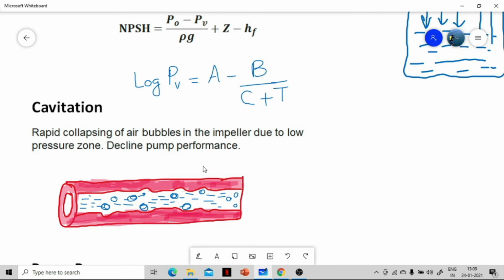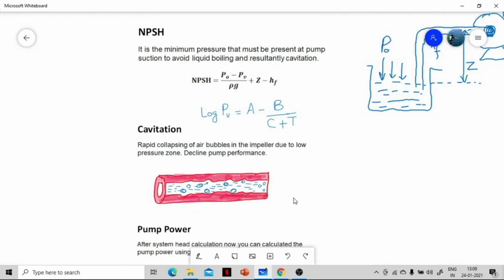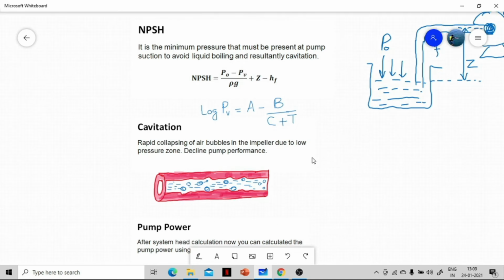So this is an important concept. Now you have learned how to calculate the total head and how to calculate the net positive suction head. The third step that you must know before going to the pump vendor is the pump power.